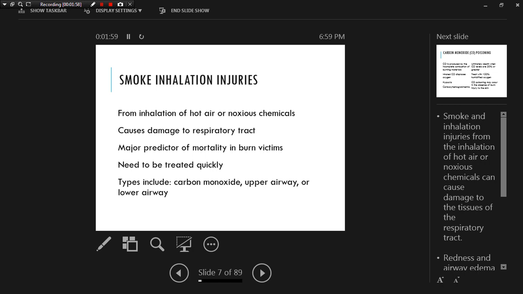Smoke inhalation injuries are from inhalation of hot air or noxious chemicals, and they're going to cause damage to the respiratory tract, either the upper or lower, and it's considered a major predictor of mortality in patients with burns. It needs to be treated very quickly, and it can be broken down into injuries that include carbon monoxide poisoning, and as I mentioned before, upper airway or lower airway.